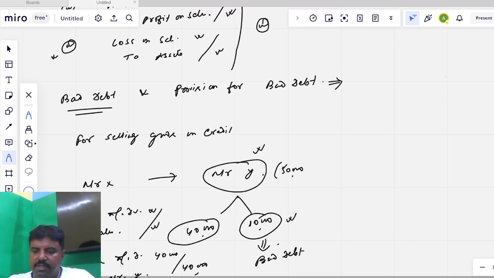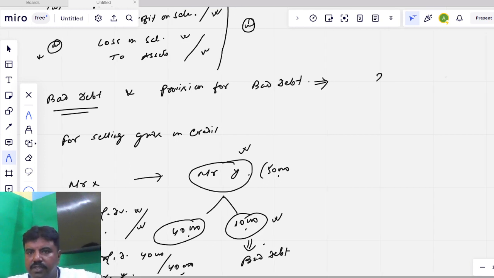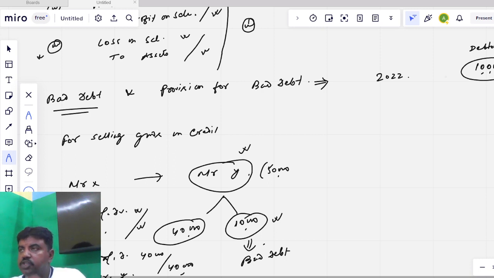Suppose we are accounting for the year 2022. In the year 2022, there are credit sales, and debtors are for rupees 1 lakh. I'm expecting that out of these debtors, 5% will not pay. I'm not sure, but from my previous experience, I'm expecting that out of 1 lakh, I may not collect around 5,000. So what will I do? I must make a provision for this expected bad debt loss.